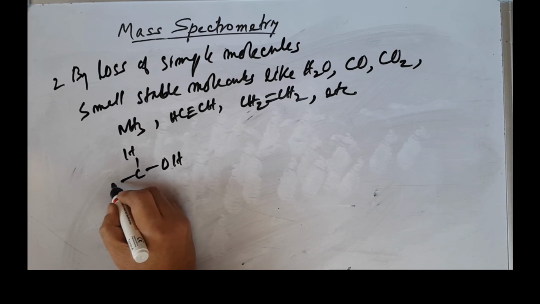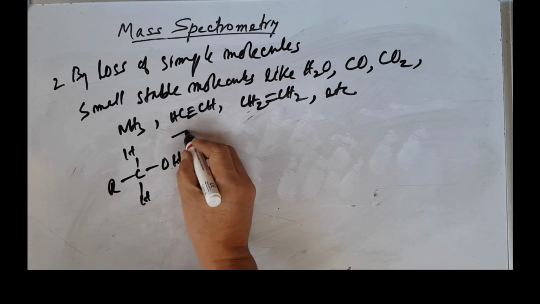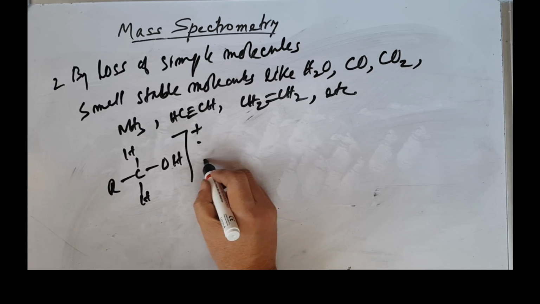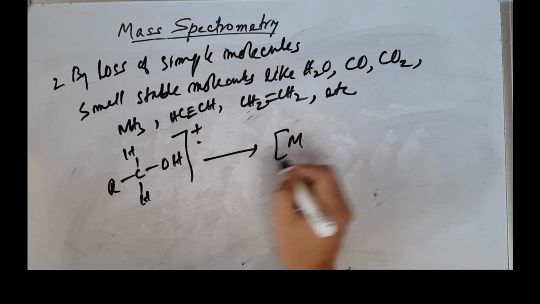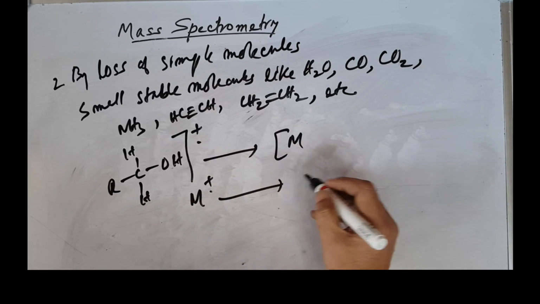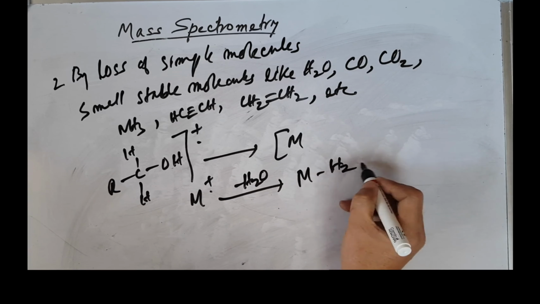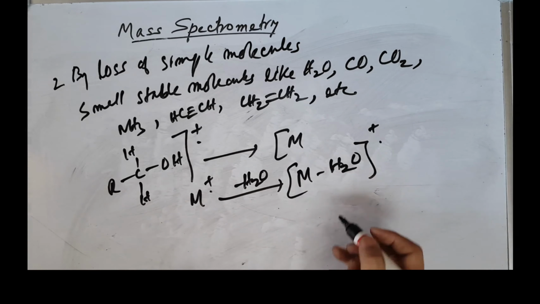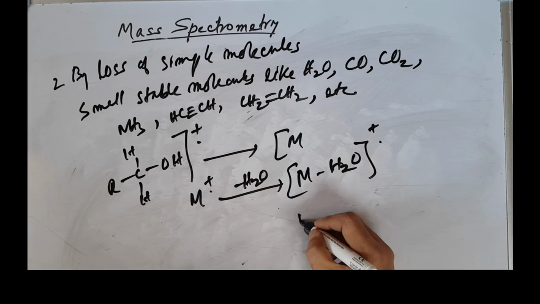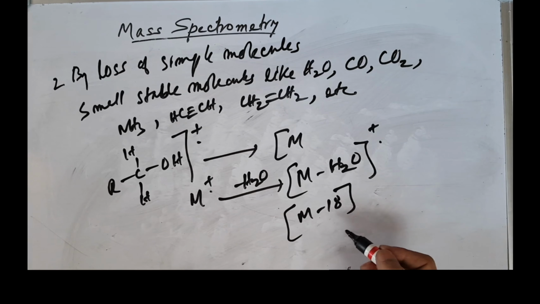Okay, so suppose from alcohol, this is alcohol, let's say R here. The molecule is bombarded, then you get a molecular ion. Then you can lose water, and you have the molecular ion P, loss of water. So you can have M minus water. What is another prominent peak? You can say M minus 18 peak. These are very prominent peaks, so you can say it is a base peak. I'm giving one example.